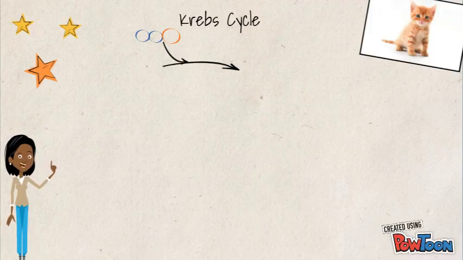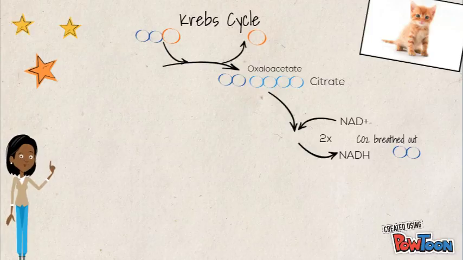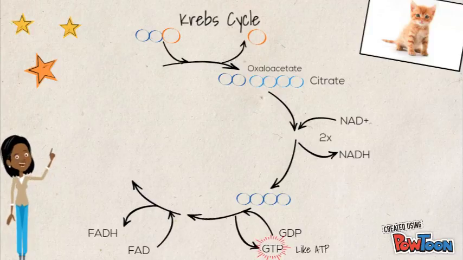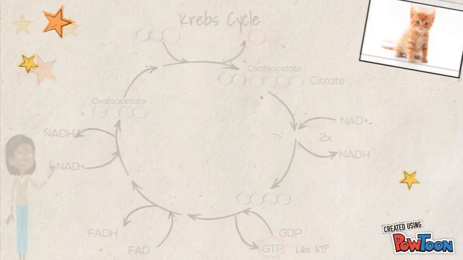CoA is removed to start the cycle. Oxaloacetate joins with the remains of the molecule. The last 2 carbons from the original glucose are breathed out, and electrons are gathered by NAD. The remains are converted back to be reused as oxaloacetate. First, some energy is made in the form of GTP. FAD and its big brother NAD collect more free electrons, which leaves us with the original oxaloacetate.